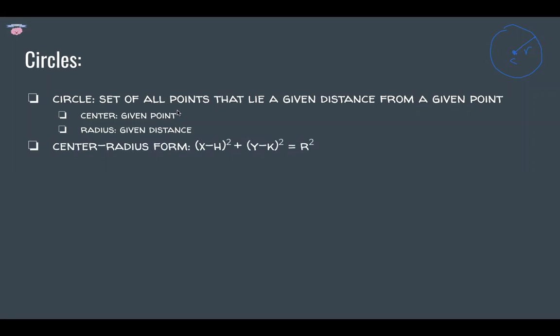So a circle on the coordinate plane, well, the center radius form is basically the main form of circles that you'll see. And it basically says that this is the x coordinate of the center, this is the y coordinate of the center, and this is the radius.